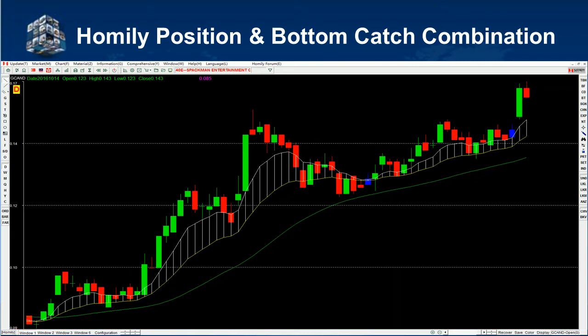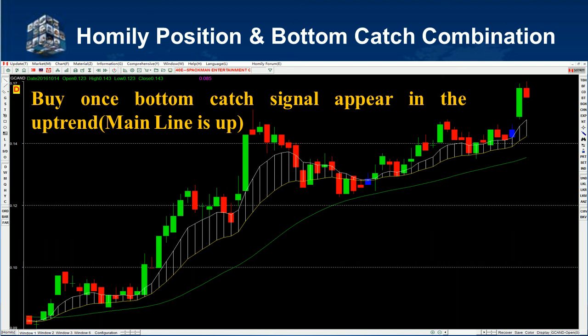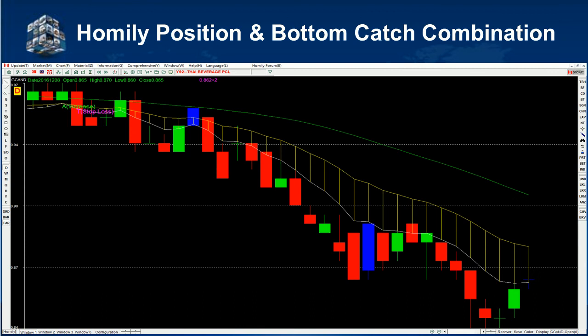So we have a slide that shows all the conditions to buy. Now I show you. Buy once bottom catch signal appears in the uptrend, main line is up. So this is the buy point, okay? So here, buy point. Here, another buy point because the trend is good. But you should check by the volume, okay? Volume is down. Volume is decreased, not better, okay? So volume is very important. Then the next one. This is the downtrend, right?